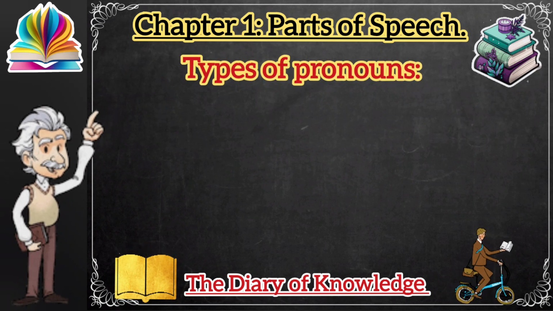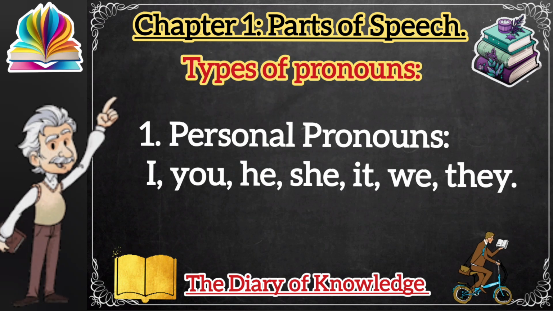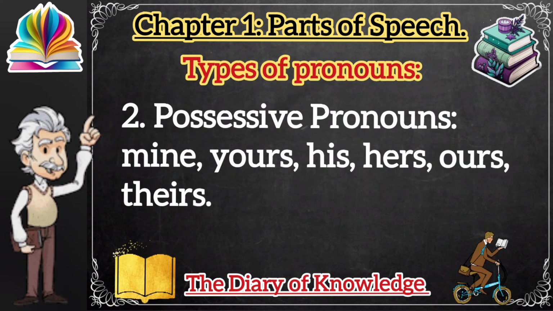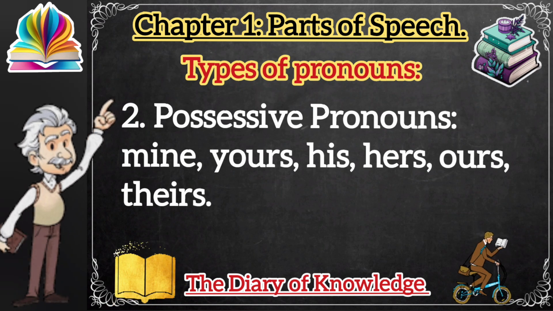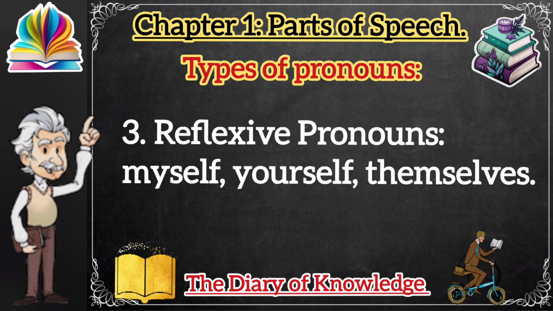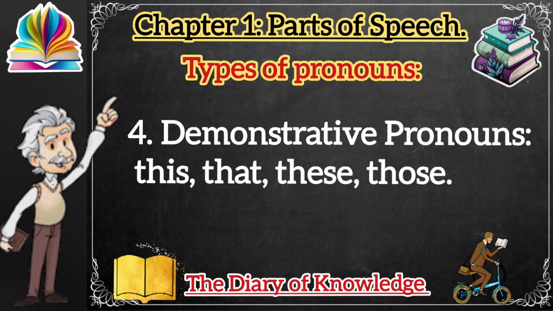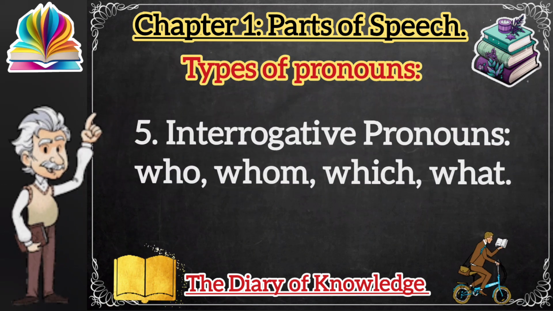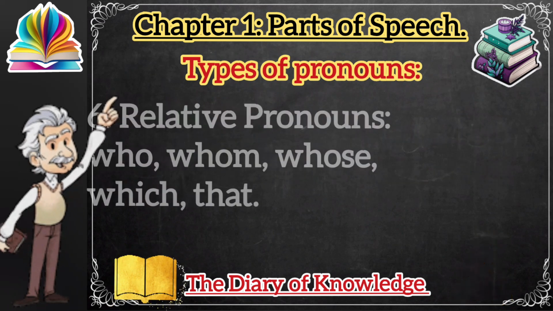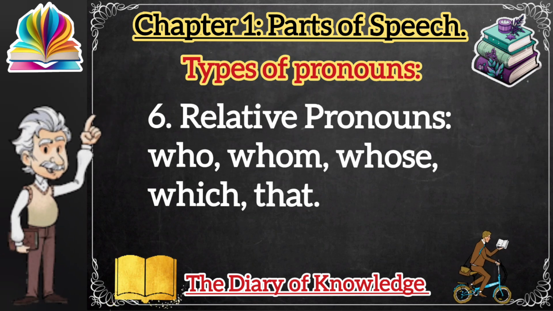Types of pronouns. 1. Personal pronouns: I, you, he, she, it, we, they. 2. Possessive pronouns: mine, yours, his, hers, ours, theirs. 3. Reflexive pronouns: myself, yourself, themselves. 4. Demonstrative pronouns: this, that, these, those. 5. Interrogative pronouns: who, whom, which, what. 6. Relative pronouns: who, whom, whose, which, that.